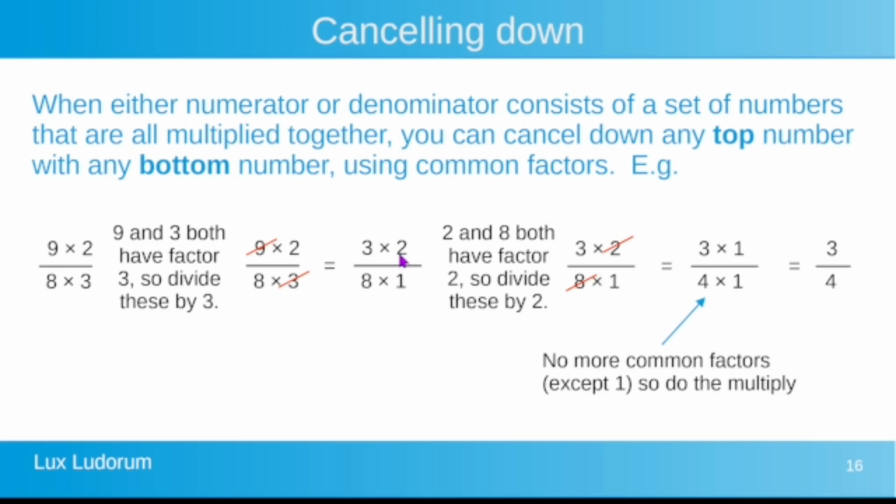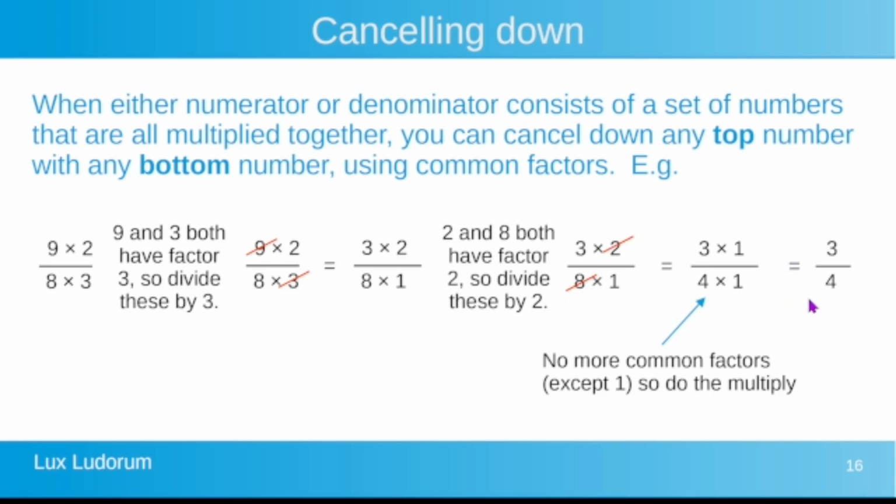And we see that both 2 and 8 have a common factor of 2, so we can divide both of these numbers by 2. One's got to be on the top, one's got to be on the bottom for this to work. Can't do this with two numbers on the top or two on the bottom. But here we go. So 2 divided by 2 is 1. 8 divided by 2 is 4. The other ones just get written down as they were. So 3 times 1 over 4 times 1.